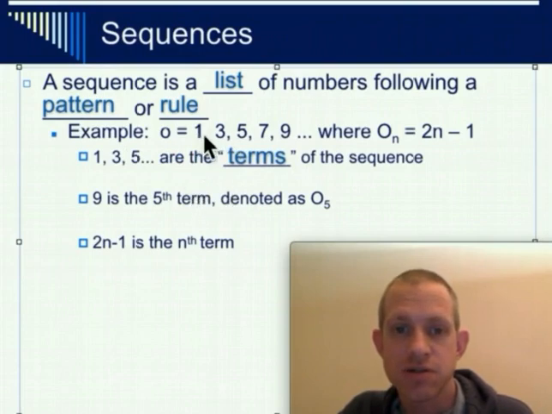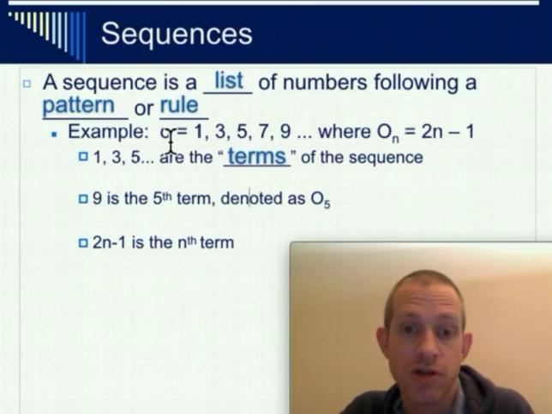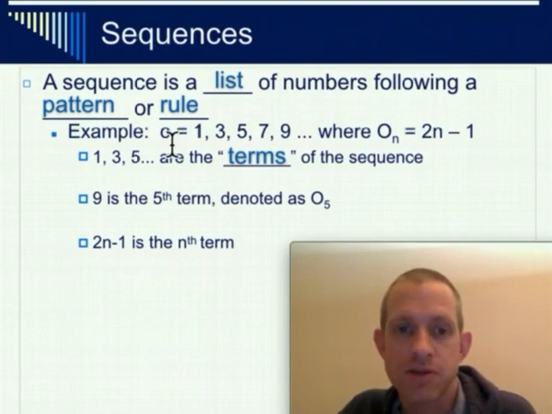We would describe 9 as, say, the fifth number, the fifth term in the sequence. We could write that as O with this little subscript 5. By the way, I chose the letter O. You can choose whatever letter you want for a sequence. They usually are abbreviated with lowercase letters, but anyway, I chose O because these are the odd numbers. And so the fifth odd number, O5, is 9.